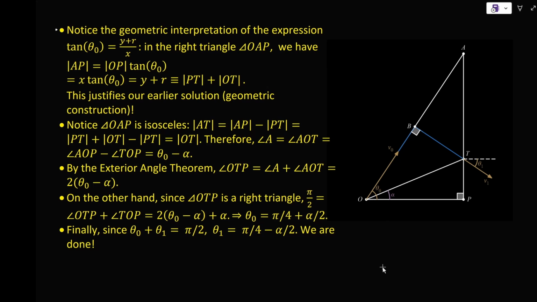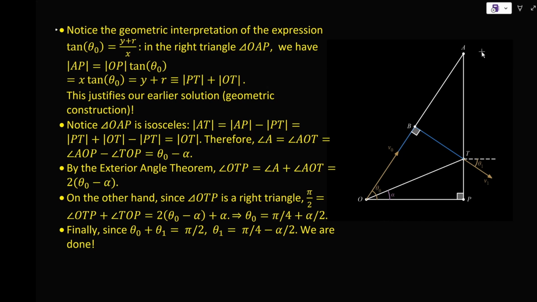At this point, the optimal arc problem is pretty much solved, but we can give it a nice geometric interpretation. Let's look at the expression for the tangent of theta naught once again. Tangent of theta naught is y plus r over x. That means in the right triangle OAP, AP is equal to OP times the tangent of theta naught. And because OP in our notation is just x, AP is just y plus r. But also because PT is y, AT is just r. That means AT and OT have the same length. So therefore, the triangle OAT is in fact isosceles.